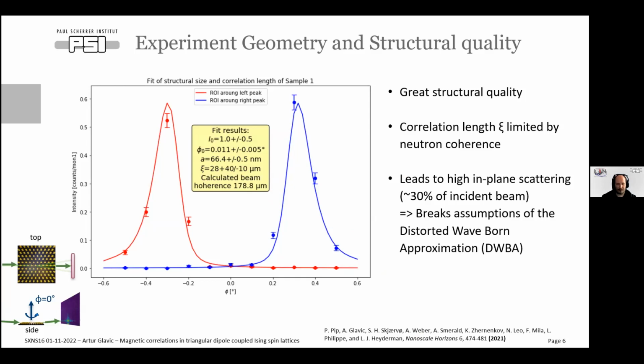But this also shows that when we are on these Bragg peaks, the scattering is so strong in plane that the assumptions of the distorted wave Born approximation don't apply anymore. But on the other hand, if we go here at phi equals 0, the structural scattering is really, really low. And as we expect the magnetic order to be a shorter correlation than the structural order, we can actually use this to suppress the structural scattering and get closer to the magnetic order.